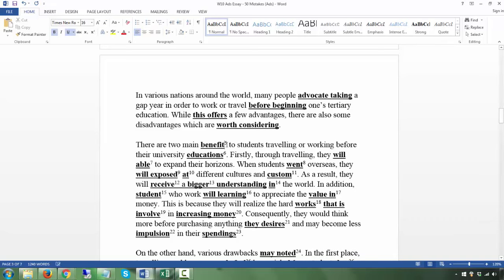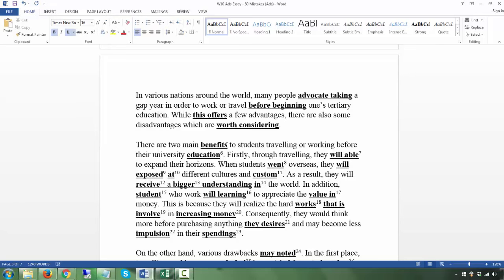"There are two main benefits." Okay, S for more than one, or plural, or generalization. So you have the plural version of the countable noun if you're talking about more than one, and when you talk about two, of course, it's more than one. "To students traveling or working before their university education." Education is uncountable, so you do not have the S, right? That goes under the mistake of nouns. You have to understand whether it's countable or uncountable. If it's uncountable, you cannot use the plural version, the S version.